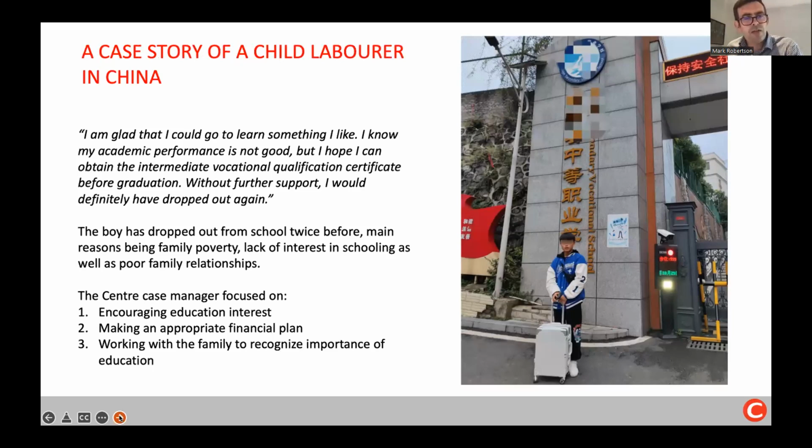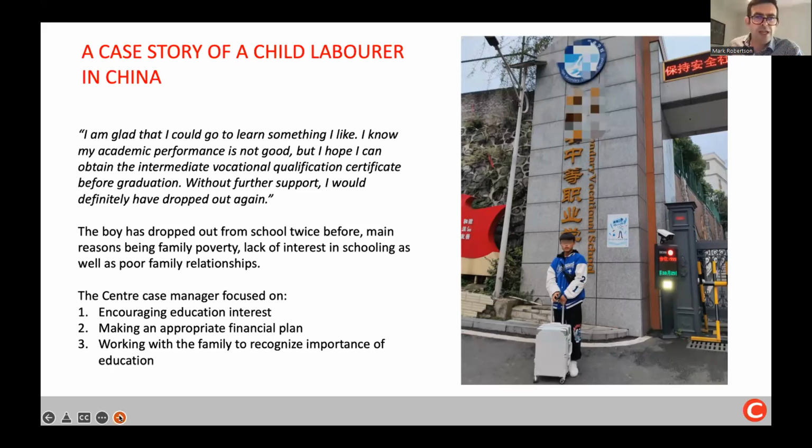Context being that the child wasn't performing well at school. The child's family weren't placing a strong focus on education, and therefore this child entered into work in a factory. They've dropped out of school several times, etc. Poverty was also a factor.